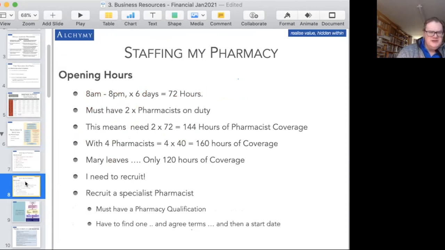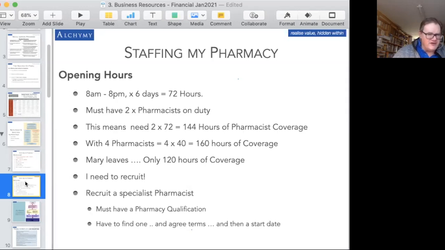We'd be opening, for example, 8 to 8, 6 days, 72 hours. So we'd have to have 2 pharmacists on duty at any time. If you think about it, we're open 72 hours, 8 to 8, 6 days a week, by 2 pharmacists, which means we need 144 hours of pharmacist coverage. Now, the problem with that is it's not an easy number to staff. So with 4 pharmacists, we'd probably get to 160 hours of coverage. With 3, we'd be at 120, which would be less than we need. So we probably need to make sure we hire 4 pharmacists, or 4 whole-time equivalents.